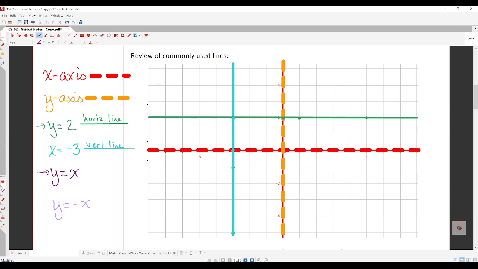Ready? That means 0, 0, because x and y are the same. 2, 2, because the x and y are the same. 5, 5, because the x and y are the same. -1, -1, -3, -3, so on and so on and so on. And what you get when you connect all those dots is a line that looks like that.